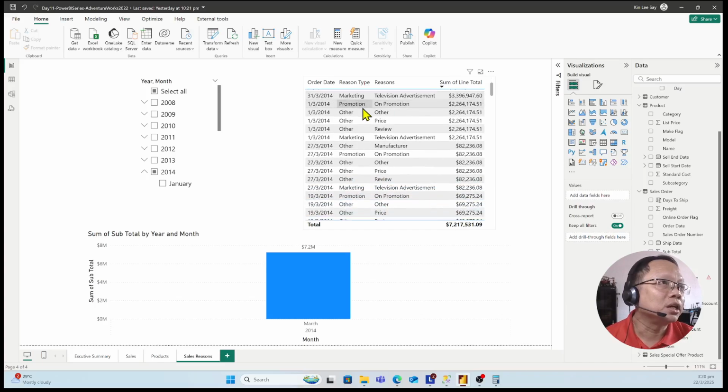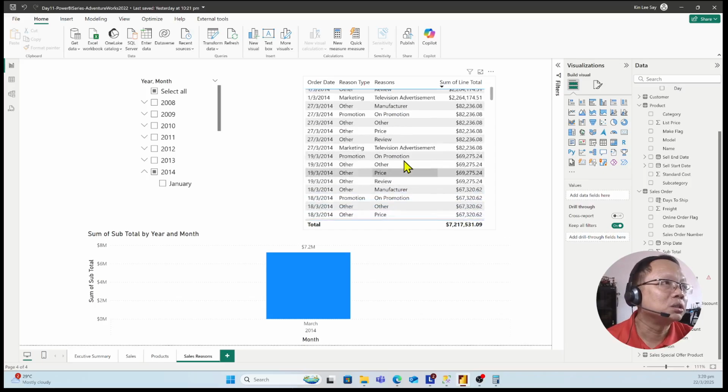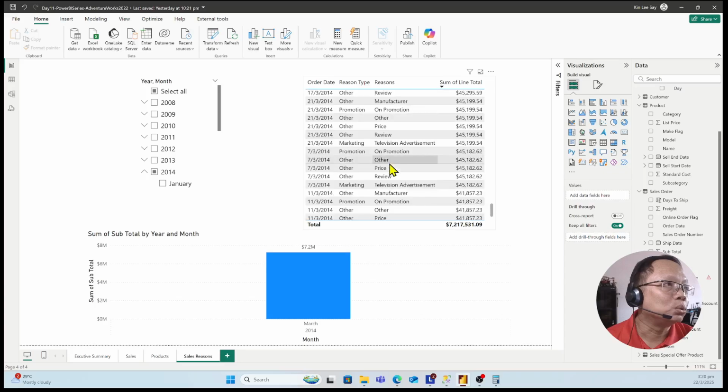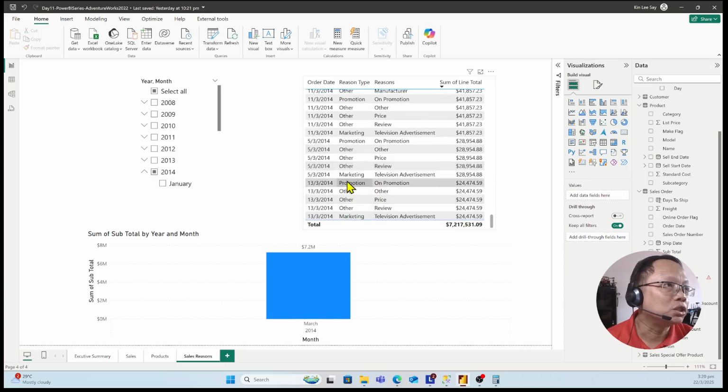And the second one is actually on the 1st of March. So the first day of March, 2.26 million. Then on the 27th, the third largest. Then on the 19th, so it comes down to here on the 13th, which is the least sales that I have generated, on the 13th of March.